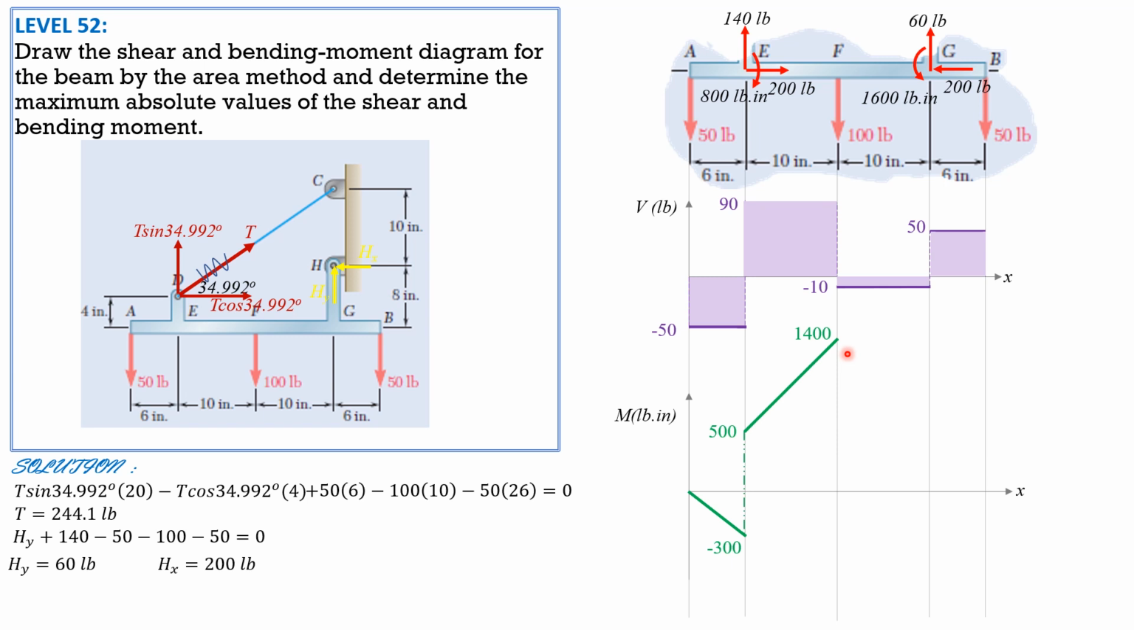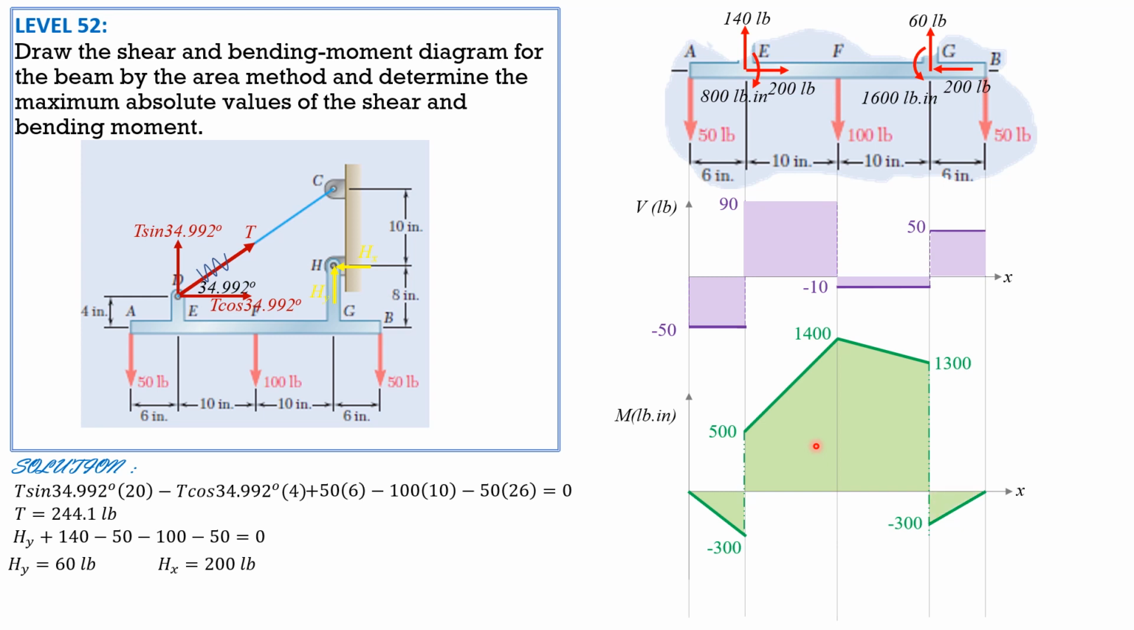Then minus this area, which is a straight line going down. The area is 10 times negative 10, so 100, so 1300. Then there is a counterclockwise moment, so 1300 minus 1600 is negative 300 here. And finally, plus the area of this shear diagram, 50 times 6, 300, and it is a line with constant positive slope of 50. Then 0 here. So that's it. This is the moment diagram.